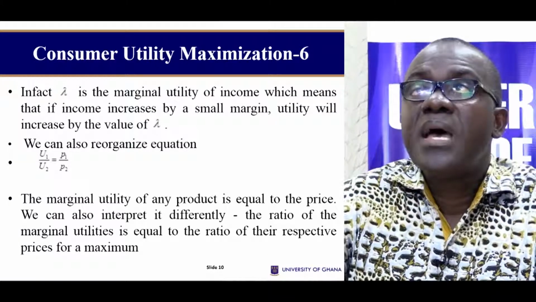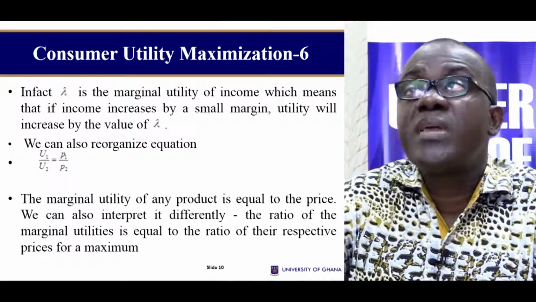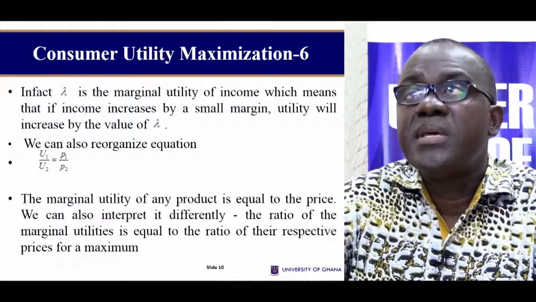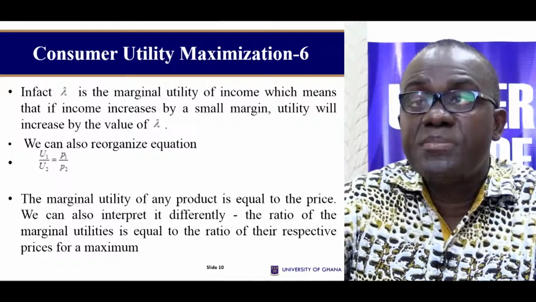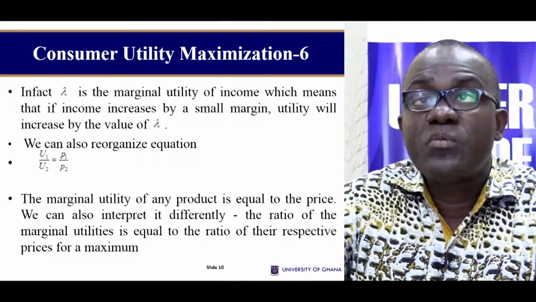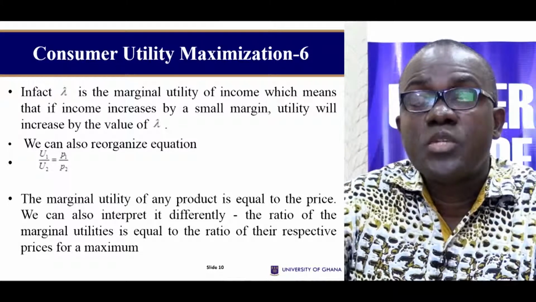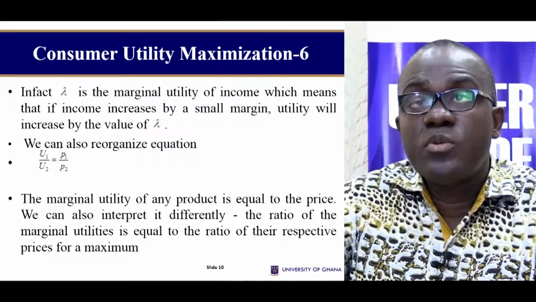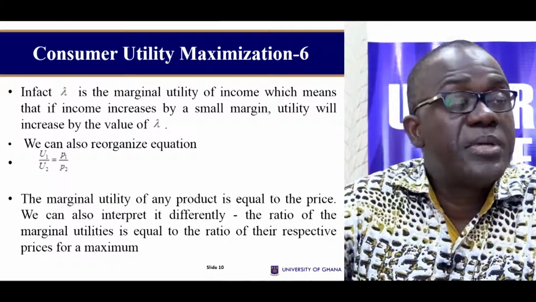Now, we know that in this situation, lambda is what? The marginal utility of income, which means that if income increases by a small margin, utility will increase by that small margin. We can also have this relationship. What we have over here is the marginal utility with respect to the first commodity. So the ratio of the marginal utilities is equal to what? The price ratios.